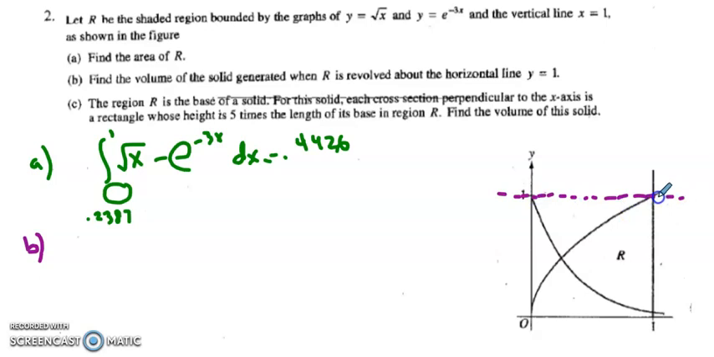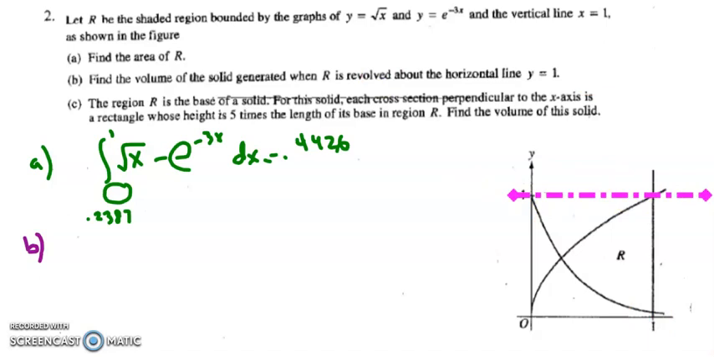And actually I can confirm right away, since this is the square root of x right here, the square root of 1 is 1. So I know that this basic intersection point goes through this point right here. That line goes through this point right here. So I'm going to erase some of that to make it easier to see. And that's my axis of revolution right there.